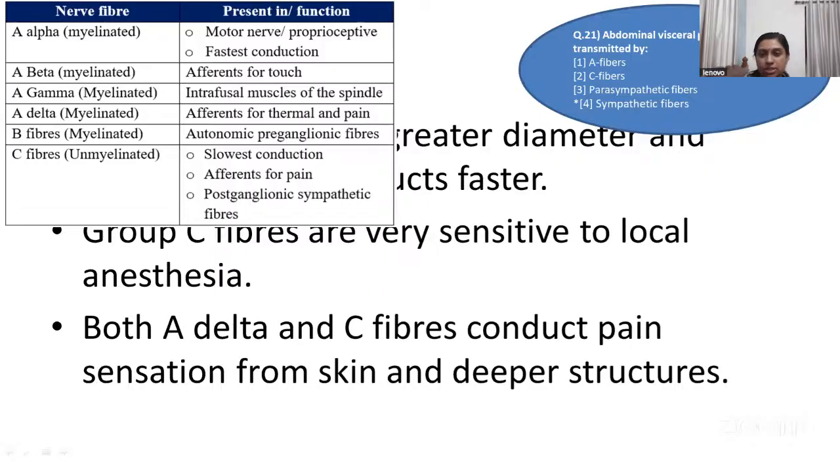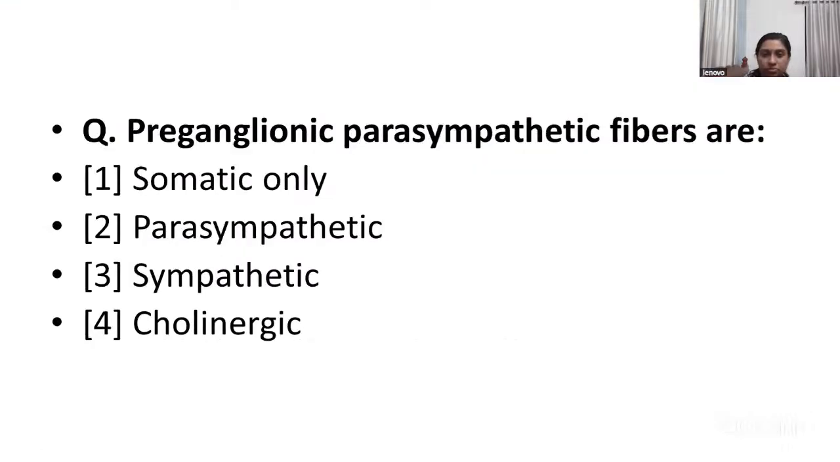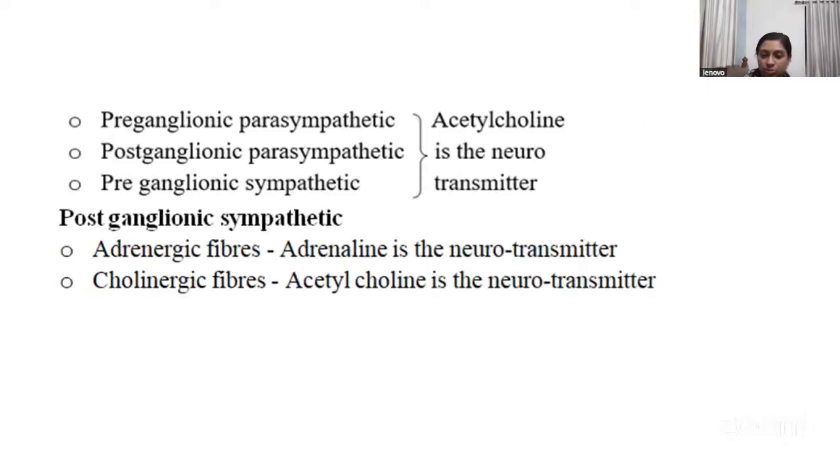Another question: abdominal visceral pain is transmitted by the sympathetic fibers. Next question: preganglionic parasympathetic fibers are. First option, somatic only. Second, parasympathetic. Third, sympathetic. Fourth, cholinergic. Answer is cholinergic.